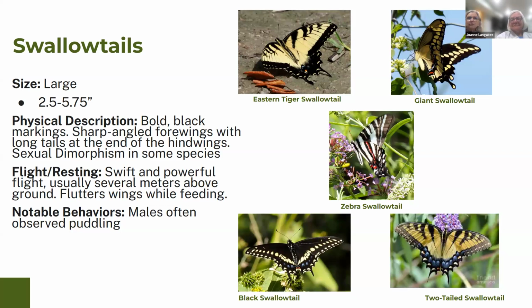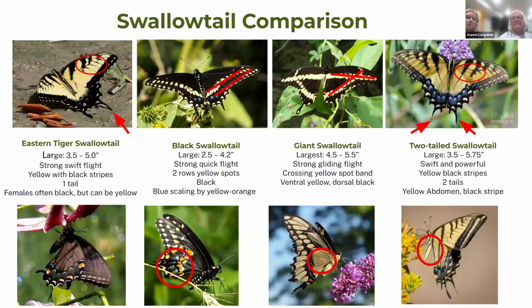And a lot of times, if you're going to the same place each week, they'll actually be there from week to week, and you can look for them in that same place. They flutter their wings while they're feeding, and that helps to pollinate. It's kind of an accidental pollinating, but they get pollen all over their wings, and then they go to the next flower, and while they're nectaring, they flutter their wings again. And the males often are observed puddling. So, swallowtail comparison. First, we'll talk about the eastern tiger swallowtail.